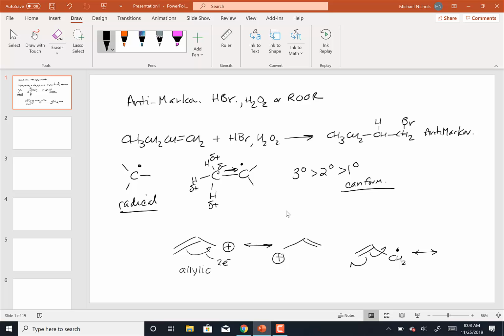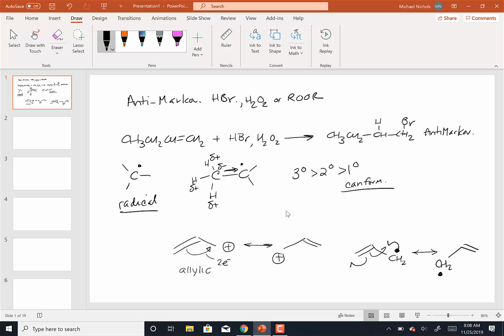And notice I'm using the half arrow now. And then this unpaired electron on the CH2, I would use a half arrow to show that it's going to be paired up with the 1 electron from the double bond. And so what I end up doing is moving the radical to the left carbon and forming a double bond between the middle and the right carbons.